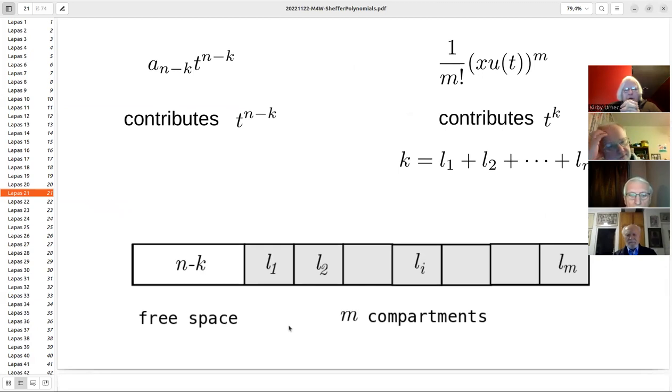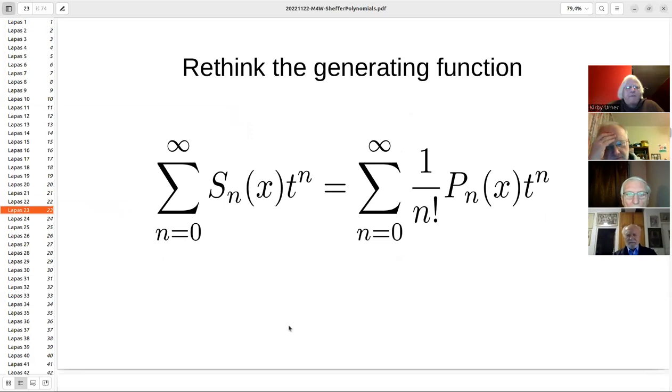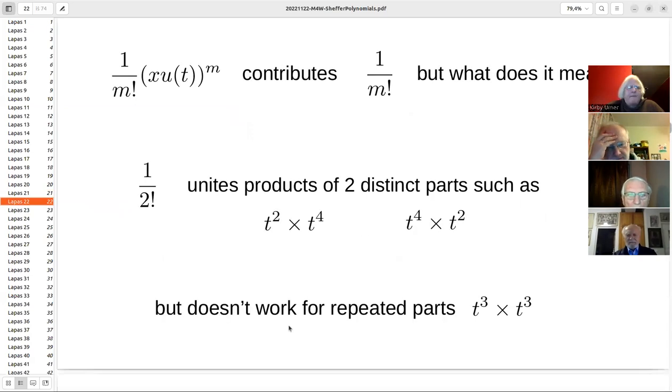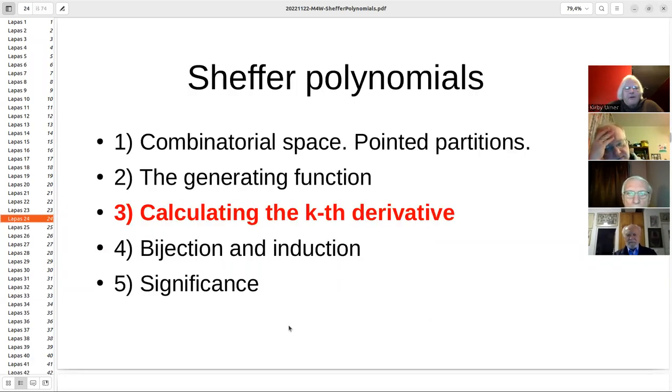This is what we're shooting for, to connect what we're doing there with this. And then I'll go through. And here's this part where I explain how we're going to try to interpret this. There are some obstacles, let's say. We need to rethink it. So there's a 1 over n factorial. And so that's what the generating function is. And now we're going to calculate it. Any parts on that that you want me to go back to, or do I just jump into calculating the kth derivative? We'll see. I'll continue then.